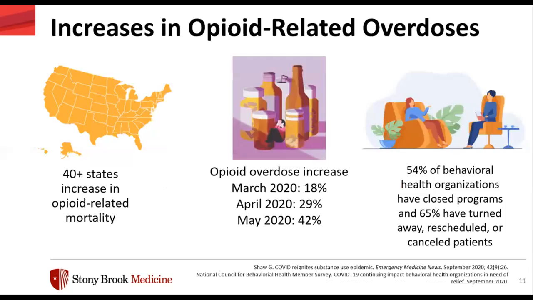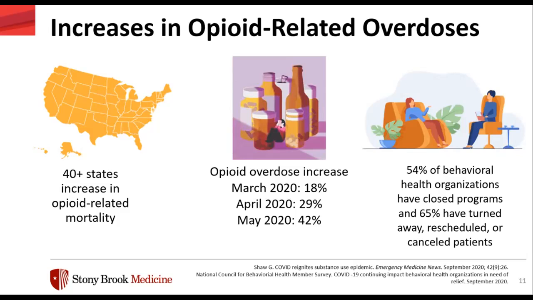And I did want to touch upon the social issues that are occurring as well. There have been increases in opioid-related overdoses recently. 40 plus states reported an increase in opioid-related mortality, especially during the COVID-19 pandemic. There was a prominent increase in opioid overdoses. In March 2020, it was 18%, and a few months later, May 2020, it was 42%.